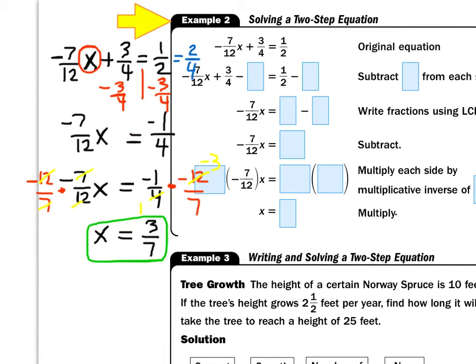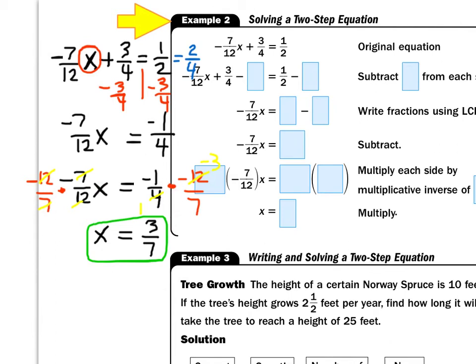And over here, since I have to subtract the fractions, I'm going to get a common denominator. So I'm going to change 1/2 to 2/4. Well, when the denominators match, I copy the 4, and then 2 plus -3 gives me -1. So I have -7/12x = -1/4. So look at the number touching the variable. That's the one I want to destroy. So I'm going to multiply both sides by its reciprocal. So I multiply the left-hand side by -12/7 and the right-hand side by -12/7.